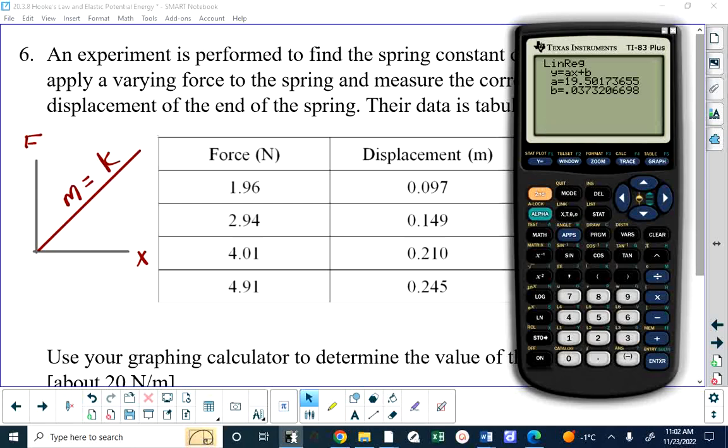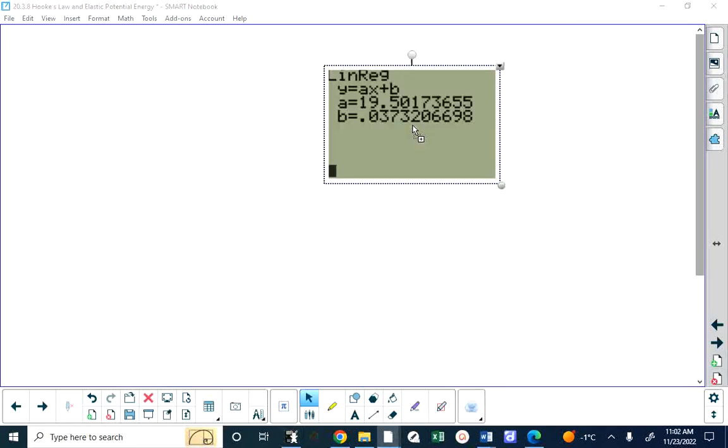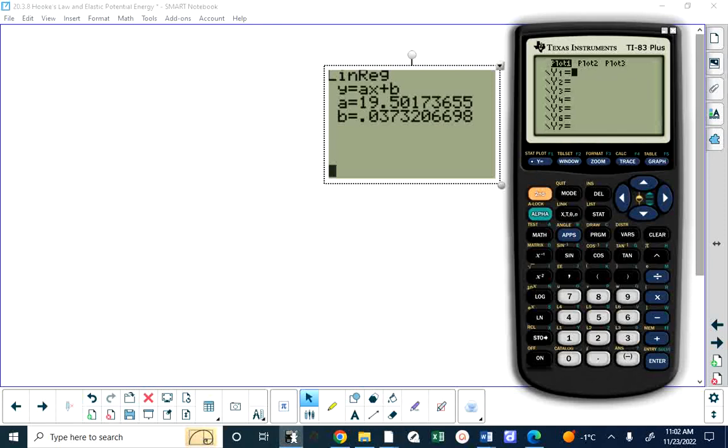By the way, if I want to see the line of best fit on my calculator, I have to enter that in for y. There's a quick way to store it in there, but I'm not going to worry about that right now. So I can enter 19.502. I think if you went to 3 decimal places, it's going to be close enough. Times x plus 0.0373. Remember I said it doesn't have to go through the origin. There is a y-intercept here. And there might be a physical reason for it or not. It could just be error. And we go graph.